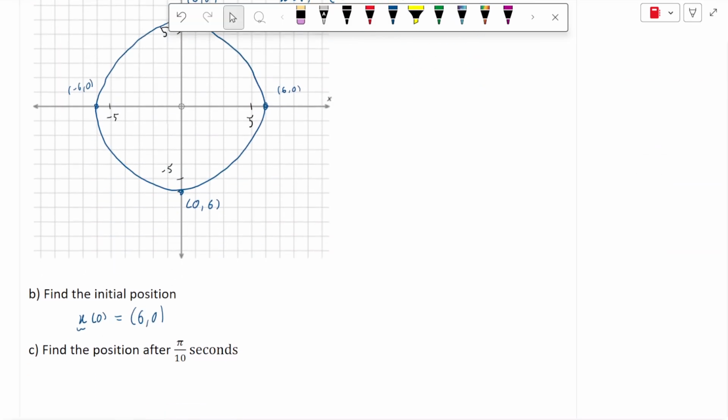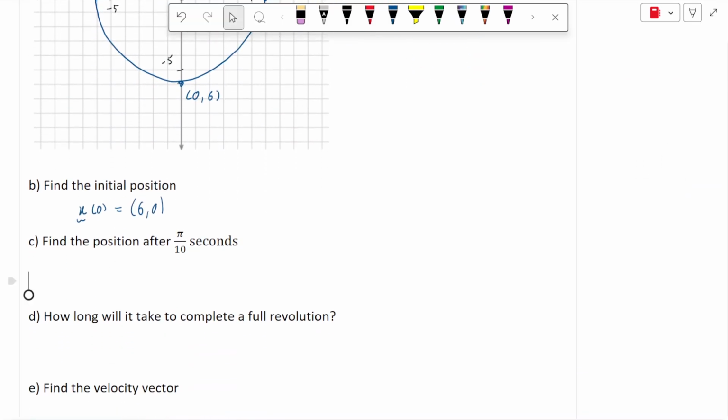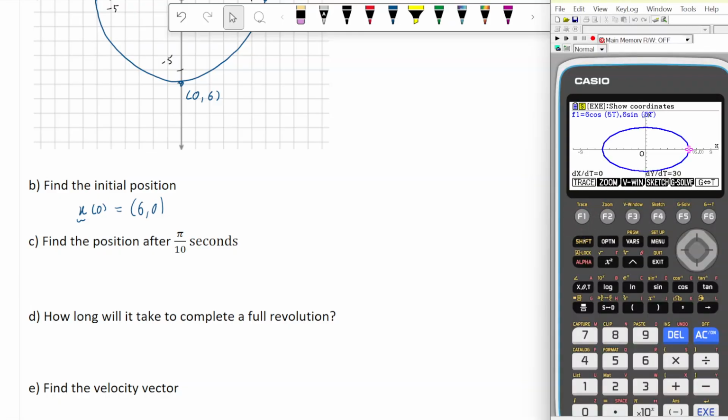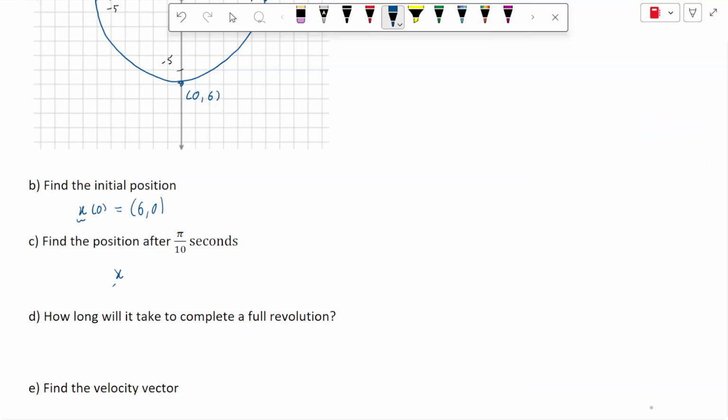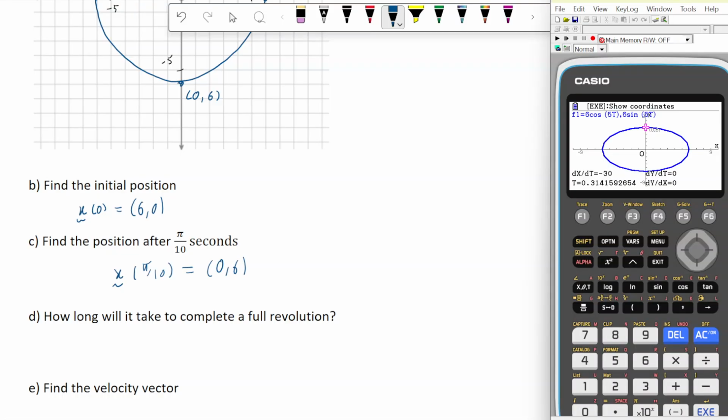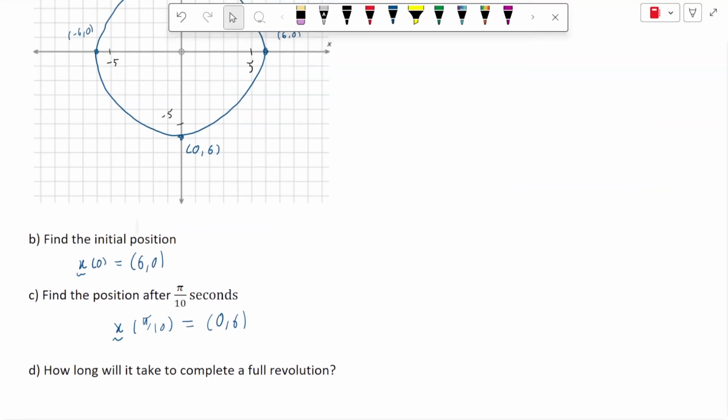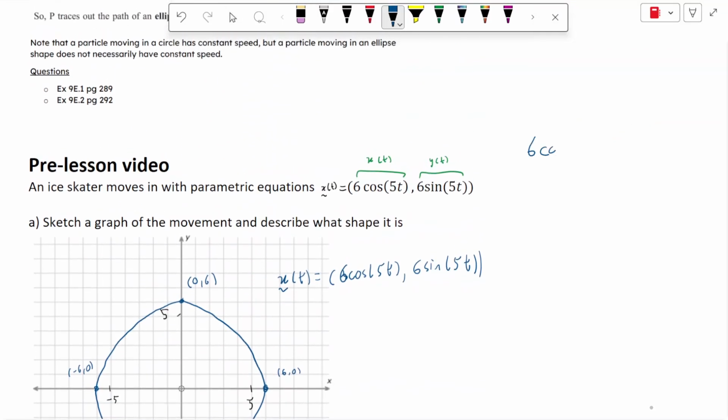Beautiful. All right, next, find the initial position, which we did. Find the position after pi over 10. So if we go trace and go pi over 10, we should get that top point there. So x of pi over 10 is that top point. So that is 0, 6, just up the top there. And you can see that it's written on the calculator there near where the pink plus is. If you want to do that by hand, you could go 6 cos of 5 pi over 10. And you would get 6 times cos of pi over 2, which would be 0. And then the sine one would be 6 times 1. So yeah, it would work.